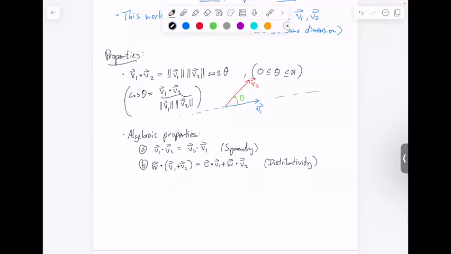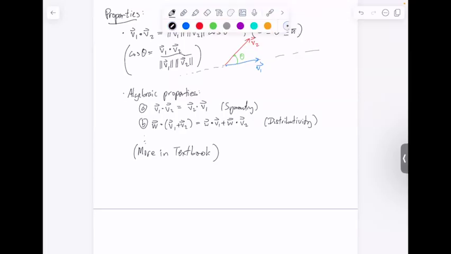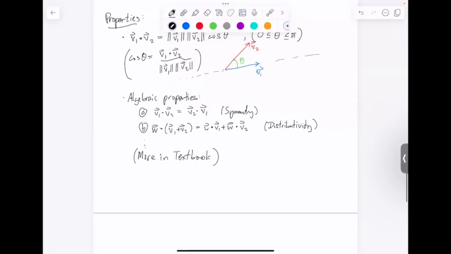So it distributes. And also you have something called associativity. This is pretty dry, so more in the textbook. The rest you could find in the textbook. There's just a bunch of algebraic rules that these things satisfy. This stuff is a whole lot less interesting than this property here, which is really what we care about, the dot product. So let's do an example with this.